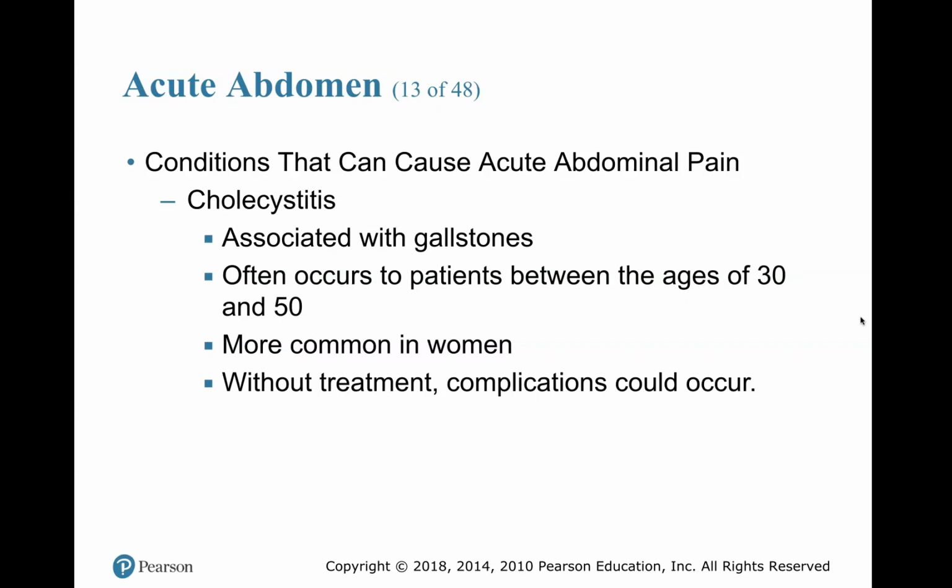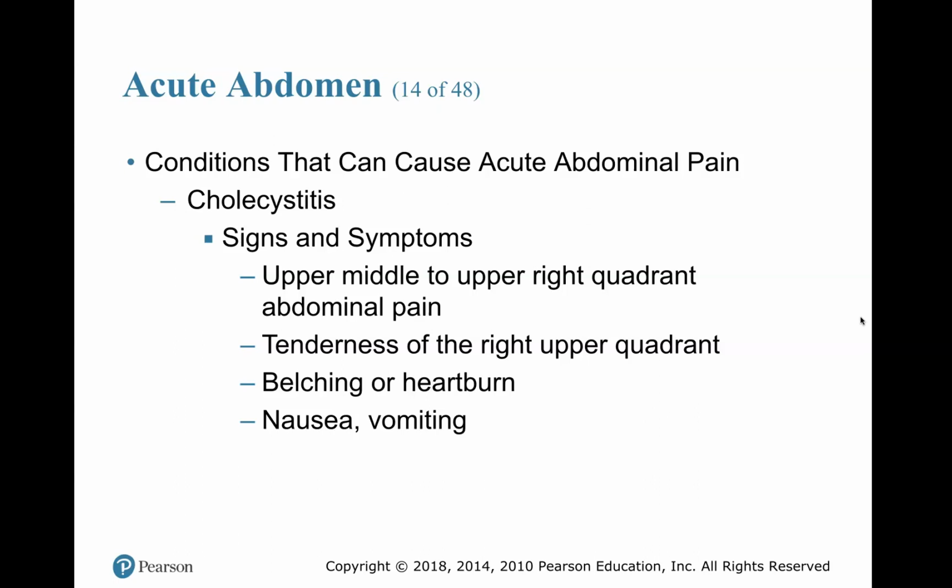Cholecystitis associated with gallstones often occurs to patients between the ages of 30 and 50. More common in women. Without treatment, complications could occur. Signs and symptoms: upper middle to upper right quadrant abdominal pain, tenderness of the right upper quadrant, belching and heartburn, nausea and vomiting.